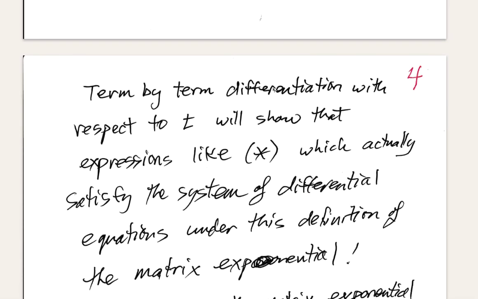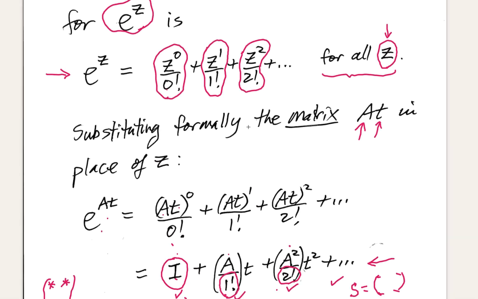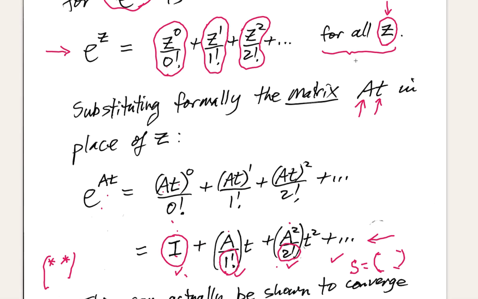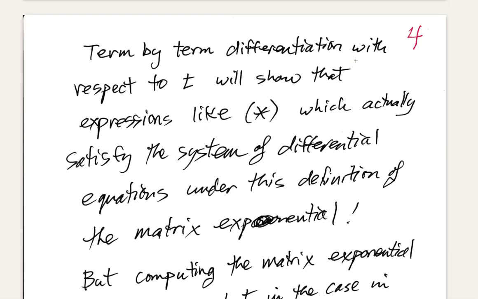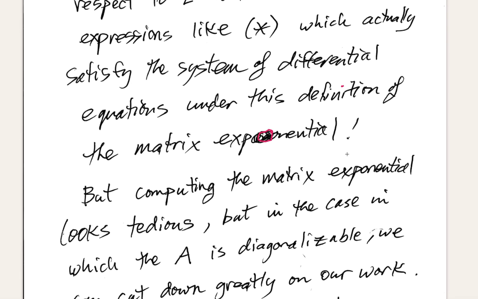Now, what would happen? Term-by-term differentiation with respect to t will show that expressions like what I have above will actually satisfy the system of differential equations under this definition of the matrix exponential. Okay? Under this definition of the matrix exponential.